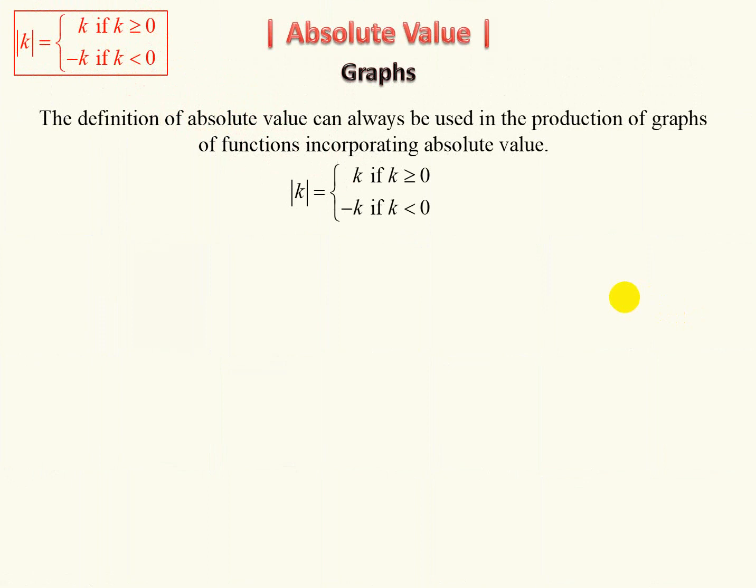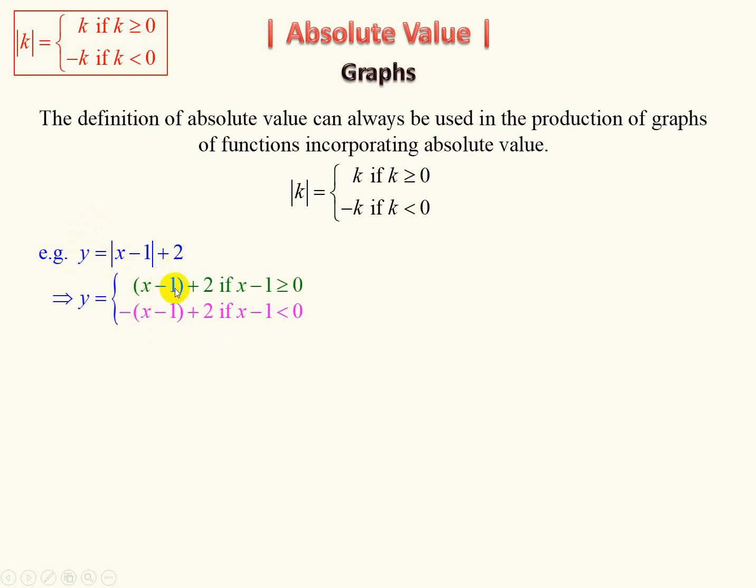You can always fall back on the definition of absolute value in order to sketch any absolute value graph. There's the definition of the absolute value. Absolute value of k equals k at its status quo if k is greater than or equal to 0, and sign changed if k is less than 0. So let's take an example. Y equals absolute value of x minus 1, plus 2.